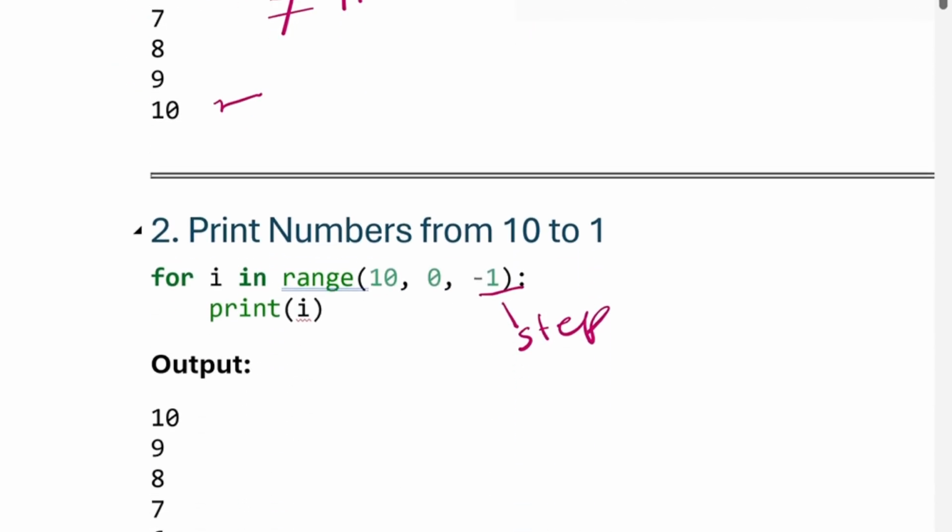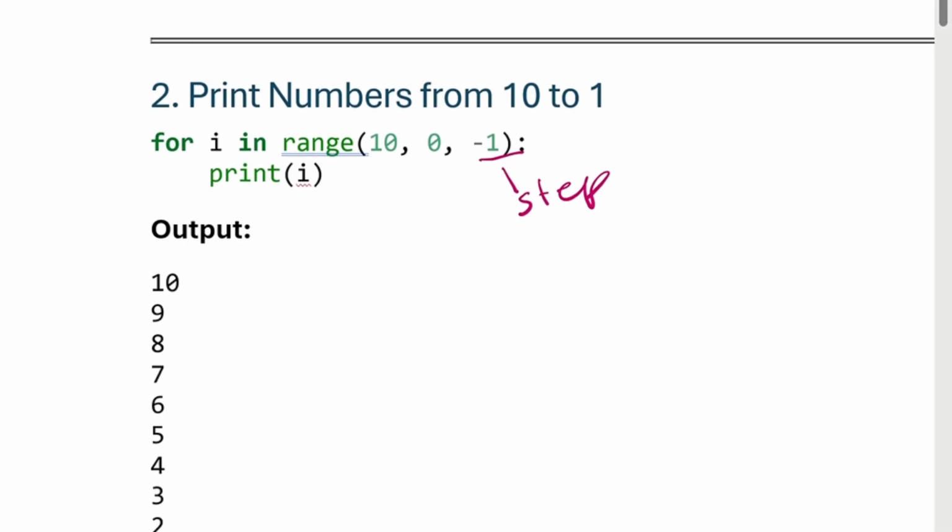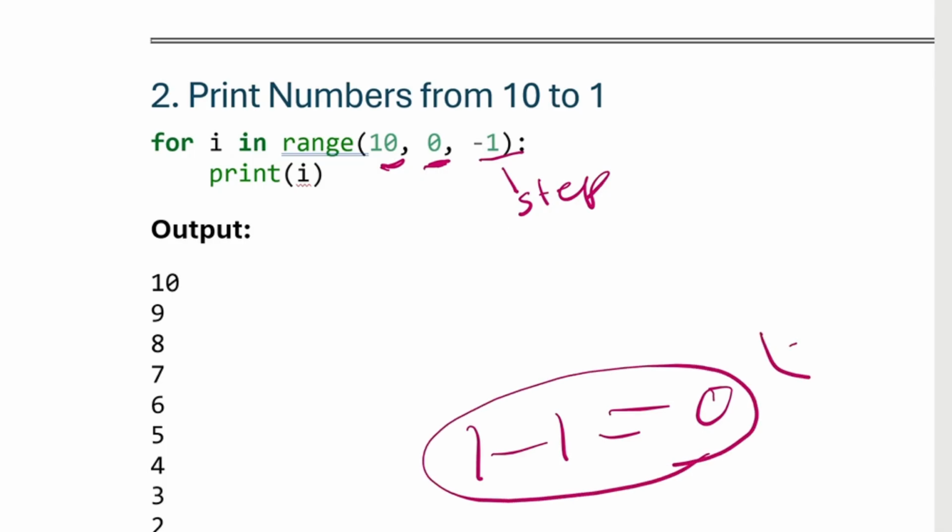For example, print numbers from 10 to 1. We have to write 10 as the start value, this is the stop value, and the step value is minus 1. Here we have to write the stop value so that it will print up to 1, not 0. That means 1 minus 1 equal to 0 will not be included. It will print up to 1.